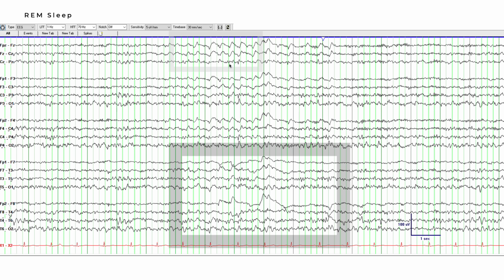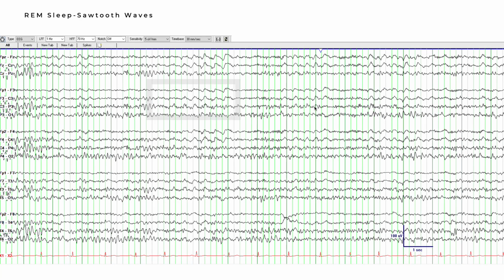Here are the sawtooth waves I was mentioning to you earlier. Here's a good example of these delta sawtooth morphology waveforms. You'll see this during REM sleep as well. And again, here are the eye movements intermixed with these sawtooth waveforms. Here's another example of the sawtooth waveforms.